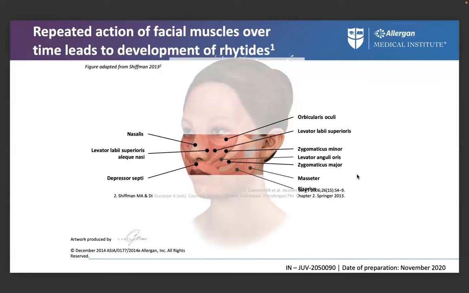This slide I'm not covering because this is relevant for Botox, not fillers.